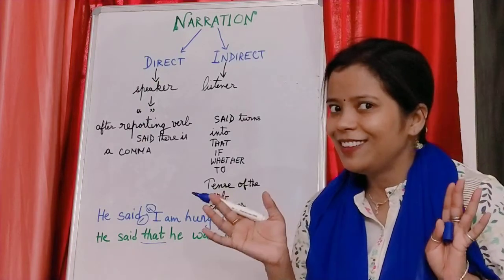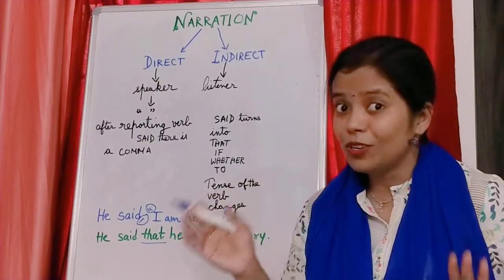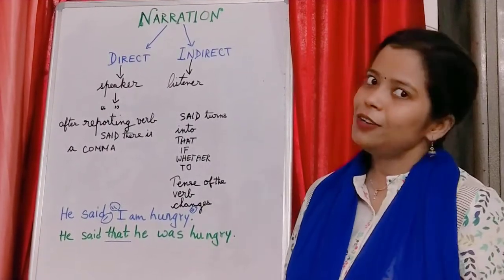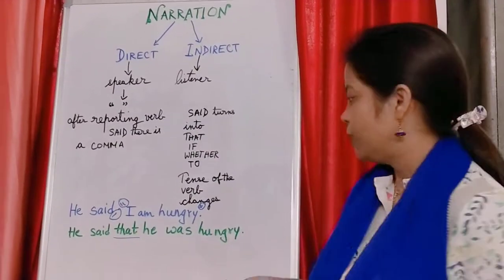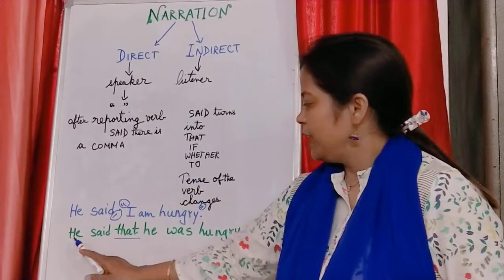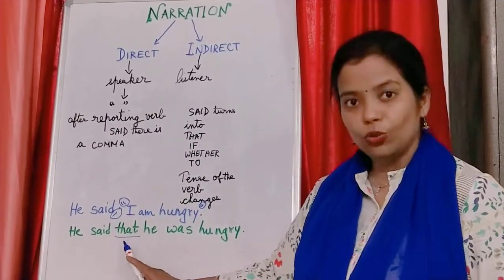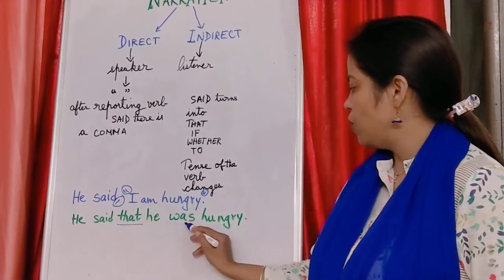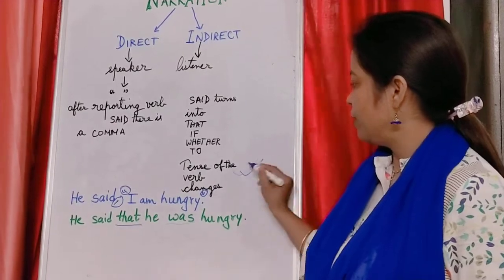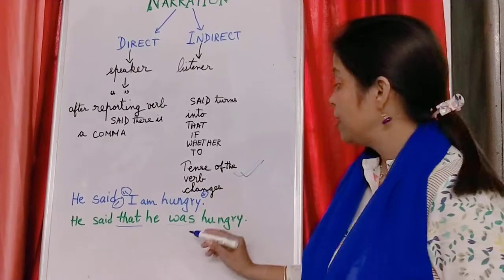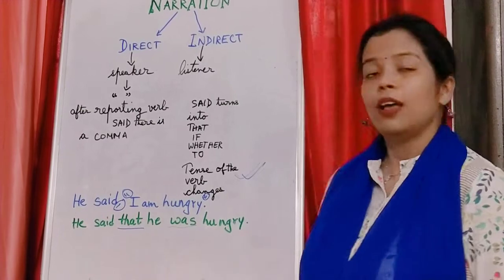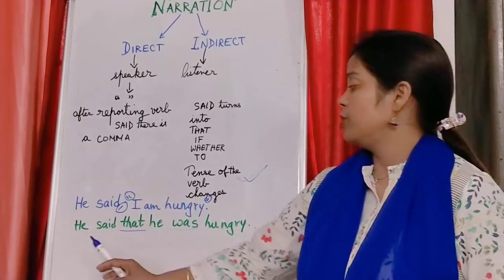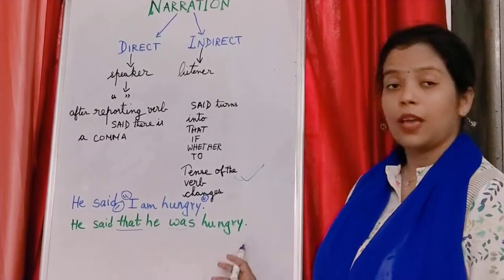So right now what did I say? I told that he was hungry. That is nothing but reporting it. So that is what indirect speech is all about. It will be he said. This comma will turn into that. I will turn into he. Am will turn into was, as I told you that there will be a change of tense. And then hungry will remain the same. So in indirect speech, he said, "I am hungry," will be, he said that he was hungry.